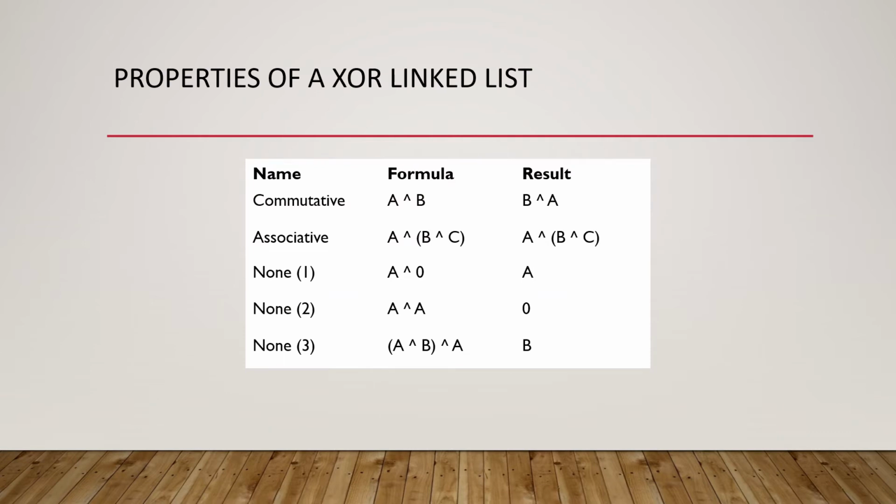Properties of XOR linked list. XOR has 5 properties, namely commutative, associative, none1, none2, and none3. Commutative property: its formula is A XOR B results to B XOR A. Associative property: A XOR (B XOR C) results to (A XOR B) XOR C. None1: A XOR 0 results to A. None2: A XOR A results to 0. None3: A XOR B XOR A results to B.